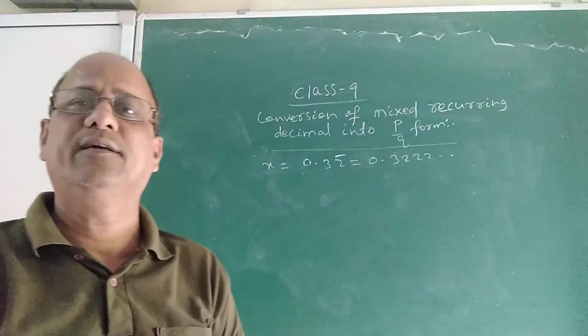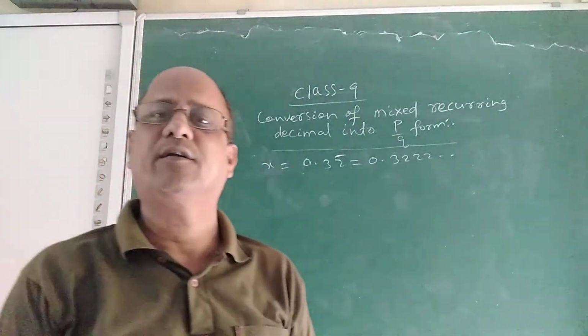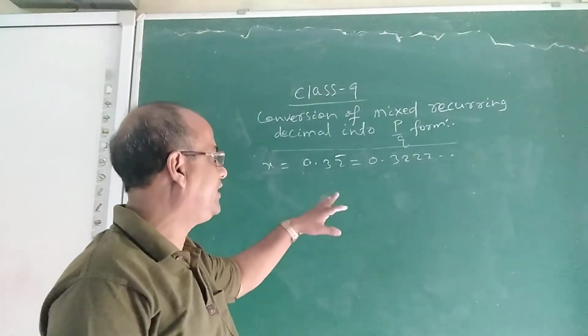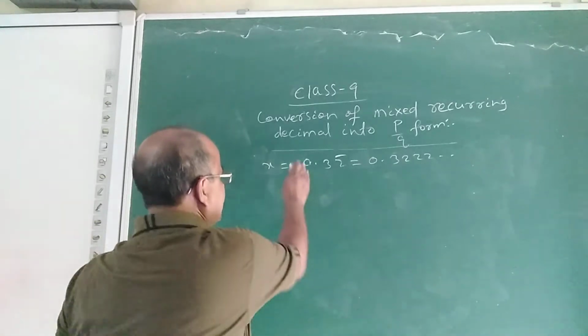Today let us see how a mixed recurring decimal is converted into P by Q form or rational number form. For that, you already know what a mixed recurring decimal is. Here I have taken one example.